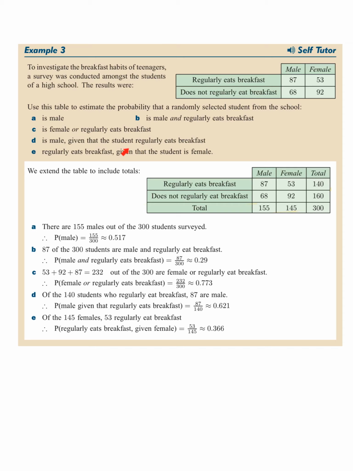And the last one here, E, regularly eats breakfast, given that the student is female. We see this given that again, so the student is female, that will go on the bottom. Female, that'd be 145. The student is female, 145, so that goes at the bottom, 145. And regularly eats breakfast is 53, so 53 over 145 is 0.366.